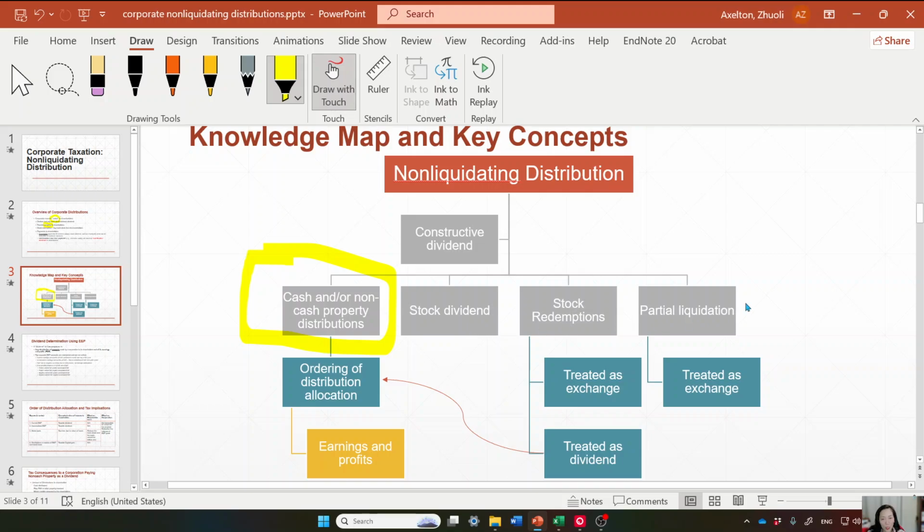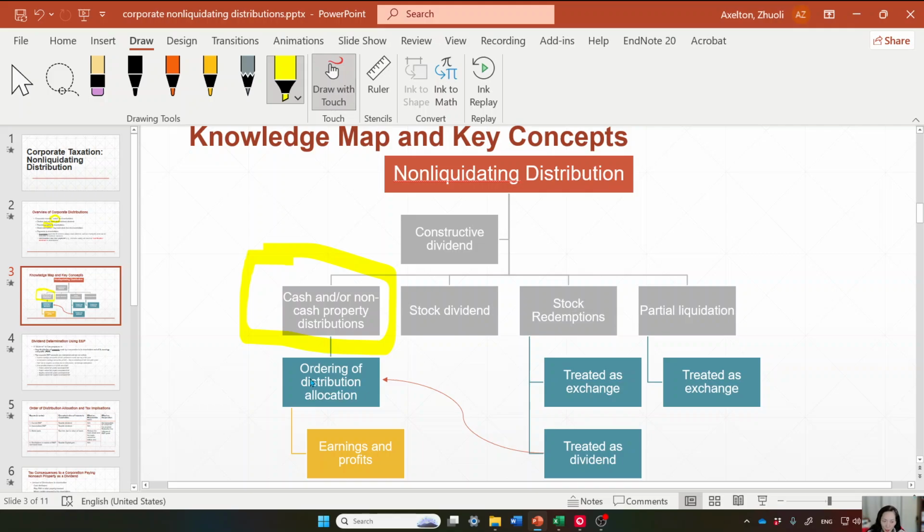All those are very complicated advanced topics, which for you, it's just for you to read and have a basic understanding of what it's about. And really, there's no calculation required for those topics. So again, let's move back to the regular cash or non-cash property distribution. Really, the key here is, how do we characterize this distribution? What is the ordering of the distribution allocation?